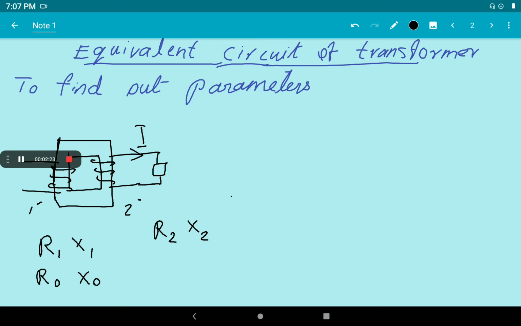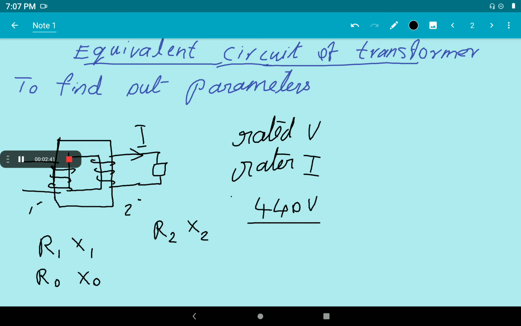Okay. The rated voltage and rated current will be different for each transformer. If the rated voltage is 440 volt, then we have to apply the whole 440 volt to the transformer, or if the rated current is 20 ampere, we apply that rated current. Then the secondary current will be a huge amount. So the load must have the withstanding capability for that, and a huge amount of loads will be needed. So there are some disadvantages in loading the transformer to find out the parameters.